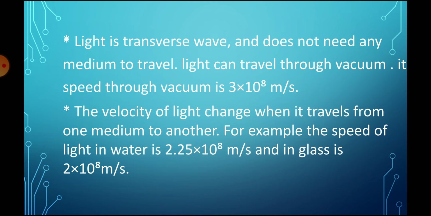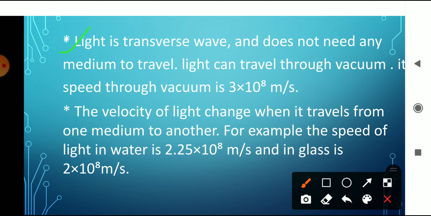Third point, light is a transverse wave and does not need any medium to travel. Light can travel through vacuum. Its speed through vacuum is 3 into 10 to the power 8 meter per second.